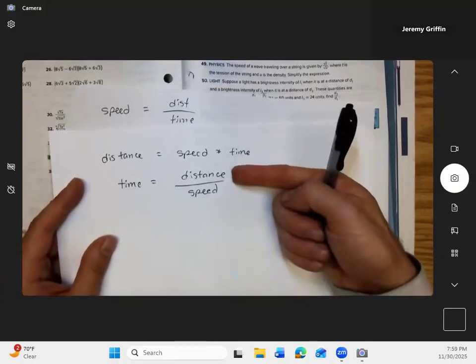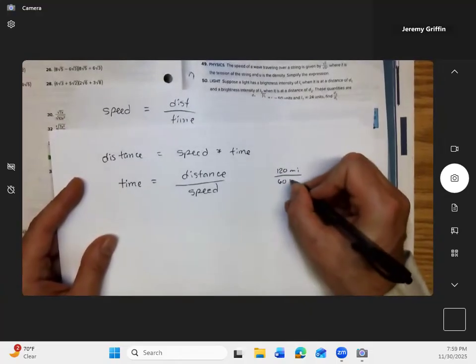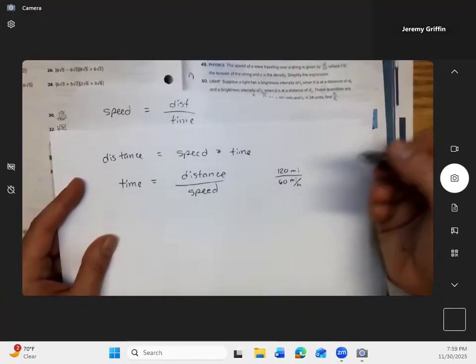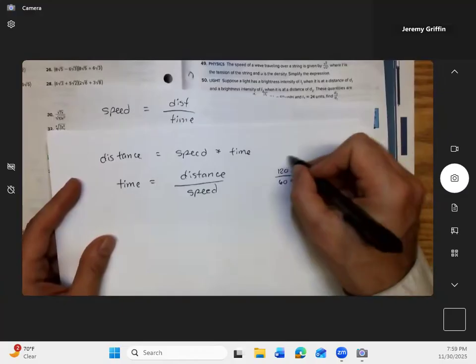Like for example, if you look at the side of the road, you see a billboard that says the next town is 120 miles. And you're going 60 miles per hour. You think it's going to take you 2 hours to get to your destination? All right, that's just a little side example.